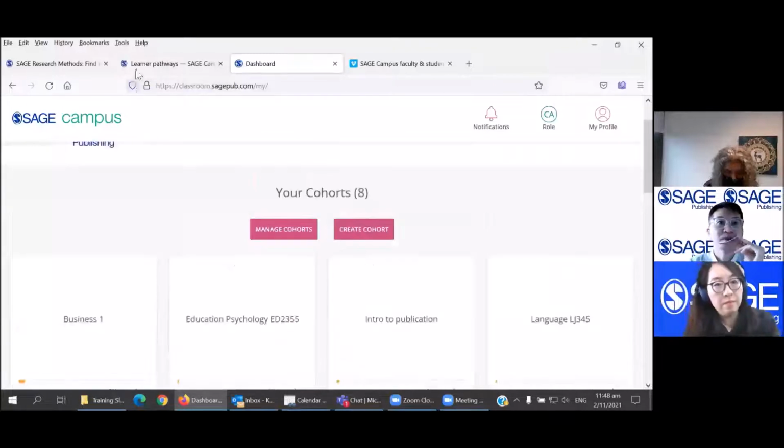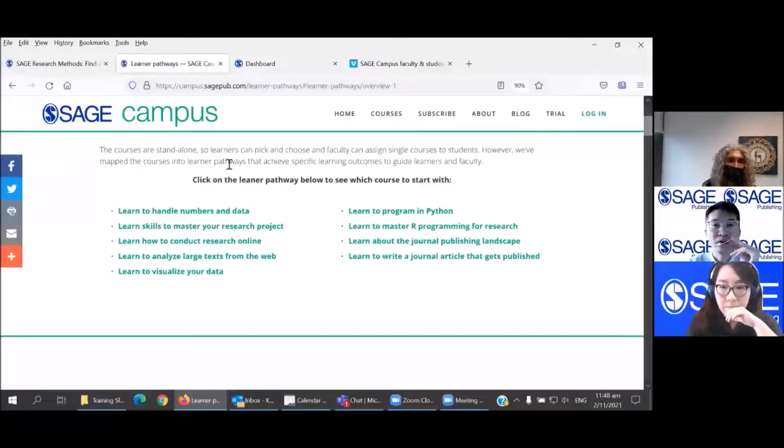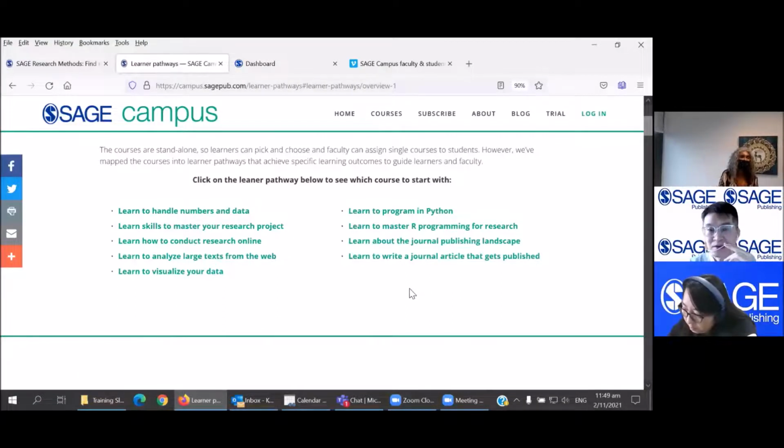Just to give you an overview, we have courses that cover all these areas. One of the questions in the question and answer that you will be able to see is whether there are any statistical courses. So far, the statistical courses are focused on Python and R programming. The rest focus more on research skills, data literacy, as well as how to get published. These are the generic courses that are heavily in demand across most of the market at this moment.